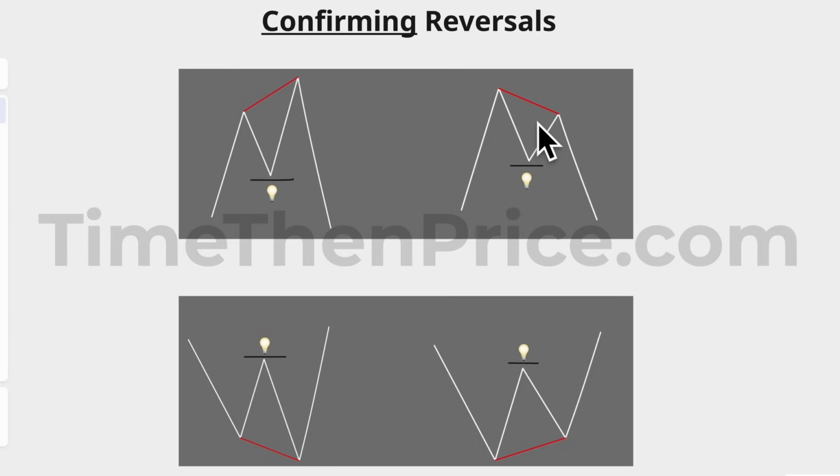How do you anticipate this? By recognizing manipulation, because once you recognize manipulation and this fractal presents itself, that's a confirmation that we can now anticipate distribution to unfold.